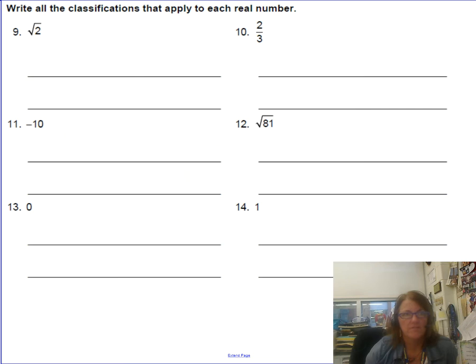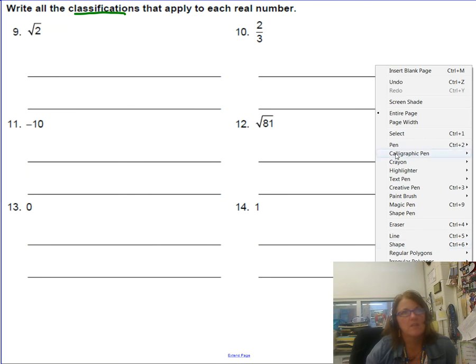Whew. How you doing? Hanging in there? I'm having you stop because we're not going to talk about classifying real numbers now. We're going to wait and kind of save that for the next part of the lesson, okay?